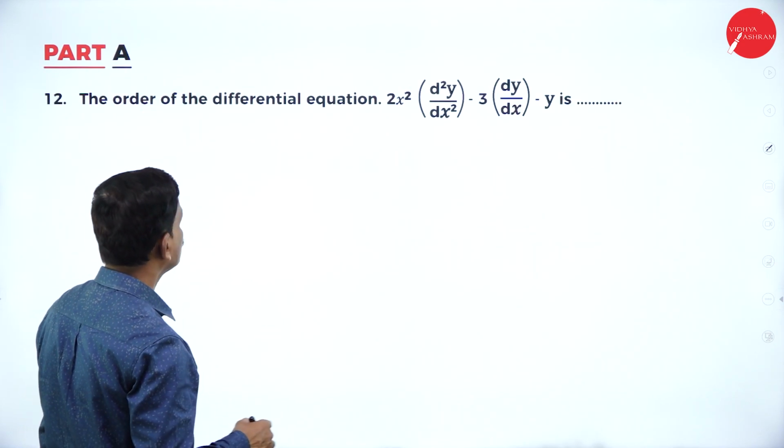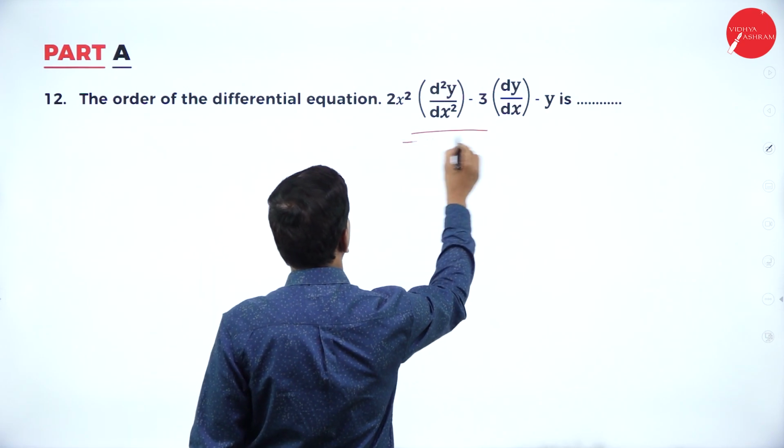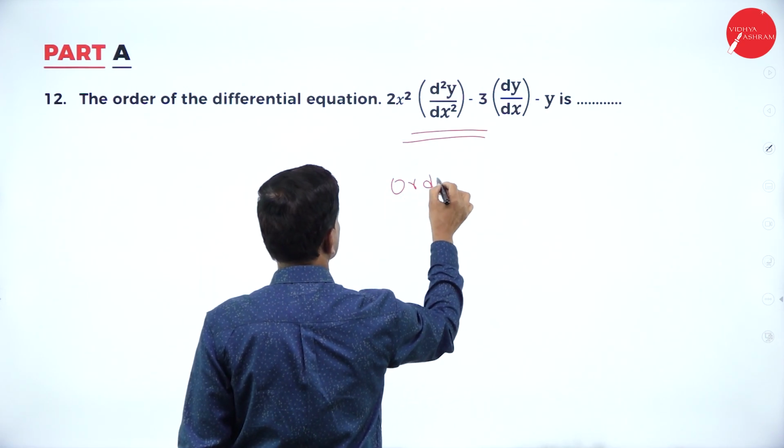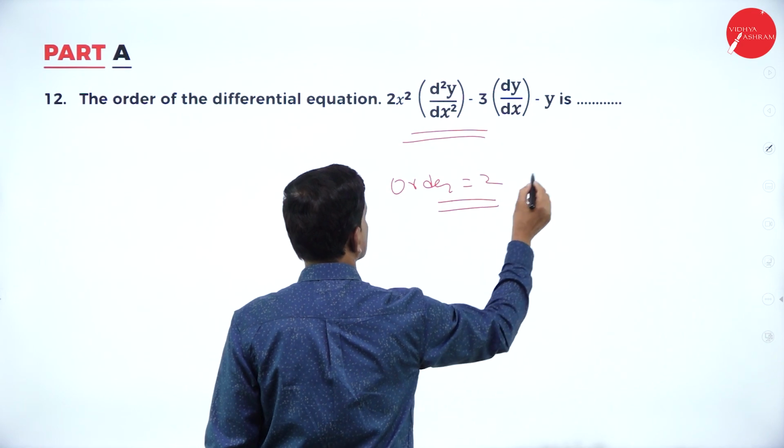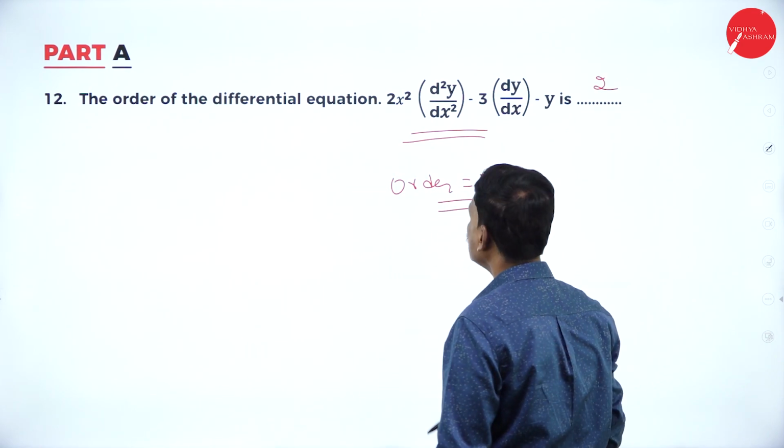Next, second one. The order of the differential equation. So this is the differential equation. So the order for this differential equation is 2. This is a second order differential equation.